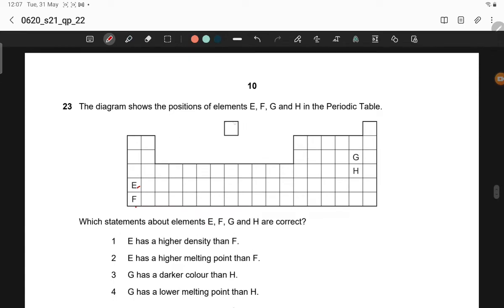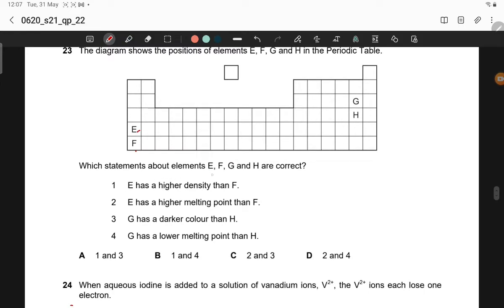The diagram shows the position of elements E, F, G and H in the periodic table. Which statement about elements E, F, G and H is correct? E has a higher density than F. No, E has lower density than F because density increases downward in group 1. So it is incorrect. E has a higher melting point than F. No, E has a higher melting point than F, so it is correct because melting point increases downward.